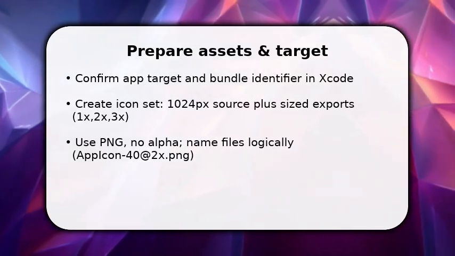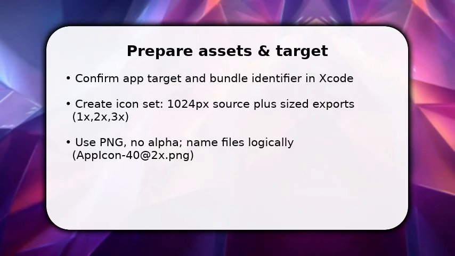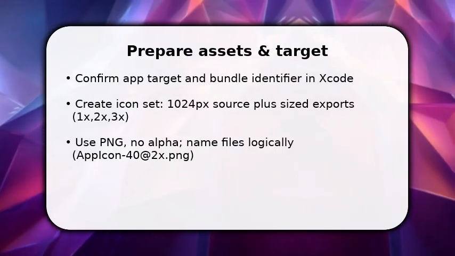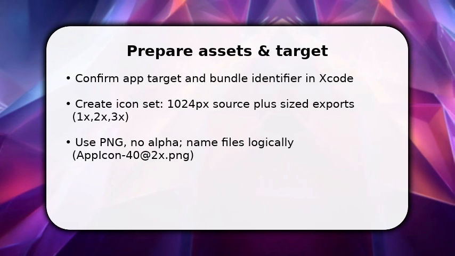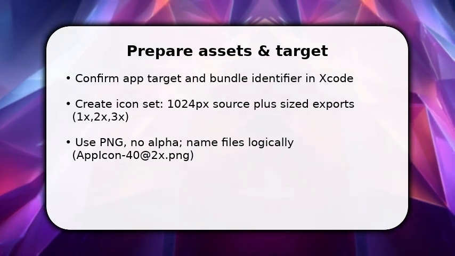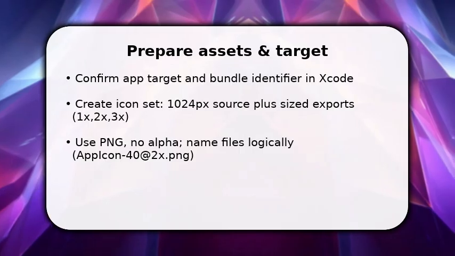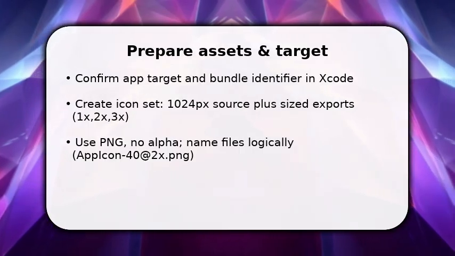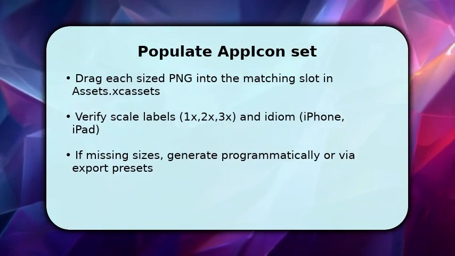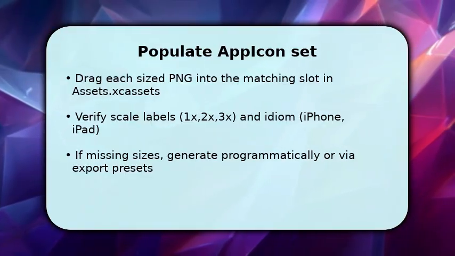Once done, open your asset catalog and add a new app icon image set. Make sure you select the target membership, so Xcode includes the set during builds. You now populate the app icon slots inside Assets.xcassets, dragging each prepared PNG into its exact size and scale slot.